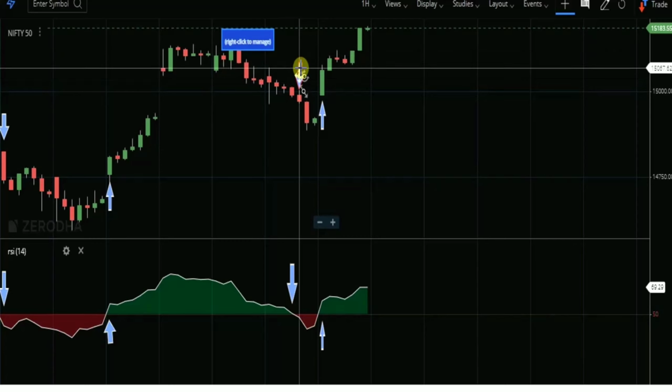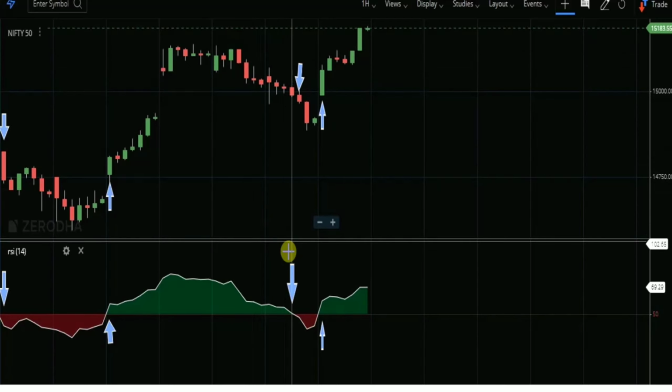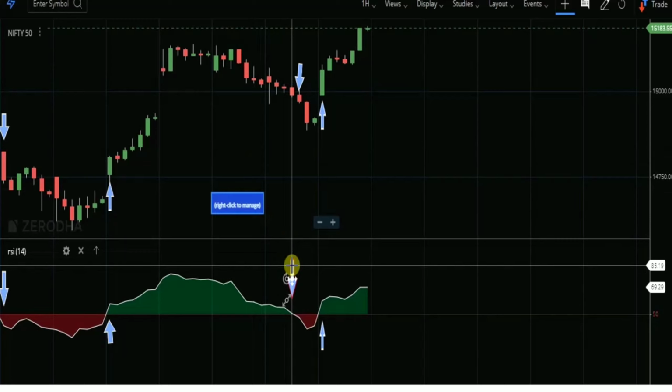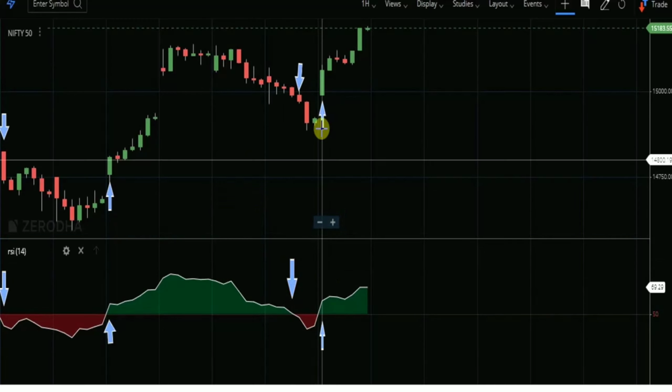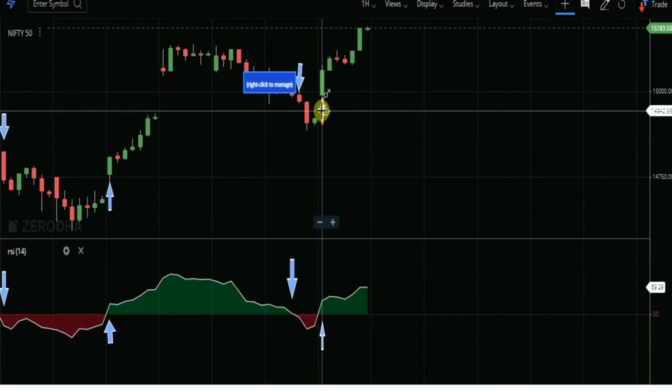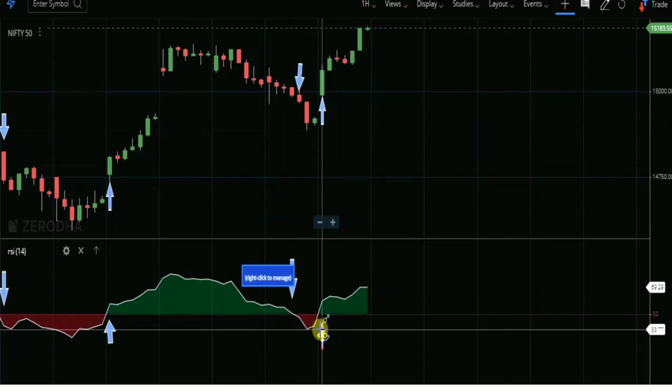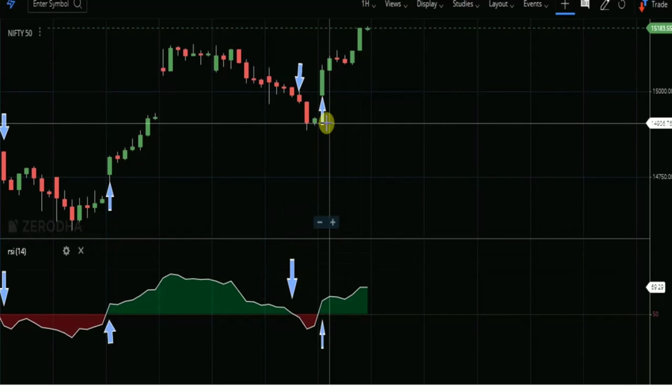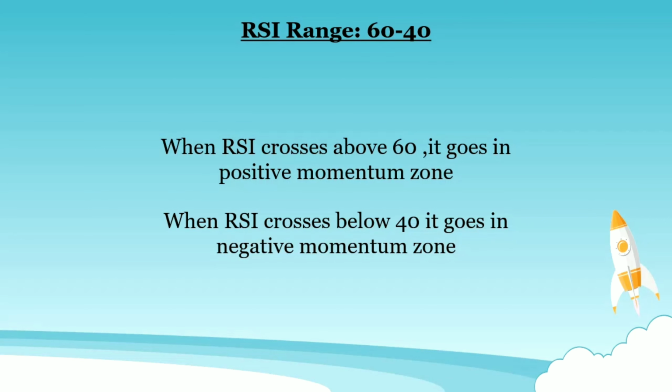Here also you can see RSI went below 50, price also moved down, and then again price reversed, RSI also reversed. So in this way you can see this is for swing trading or intraday trading.